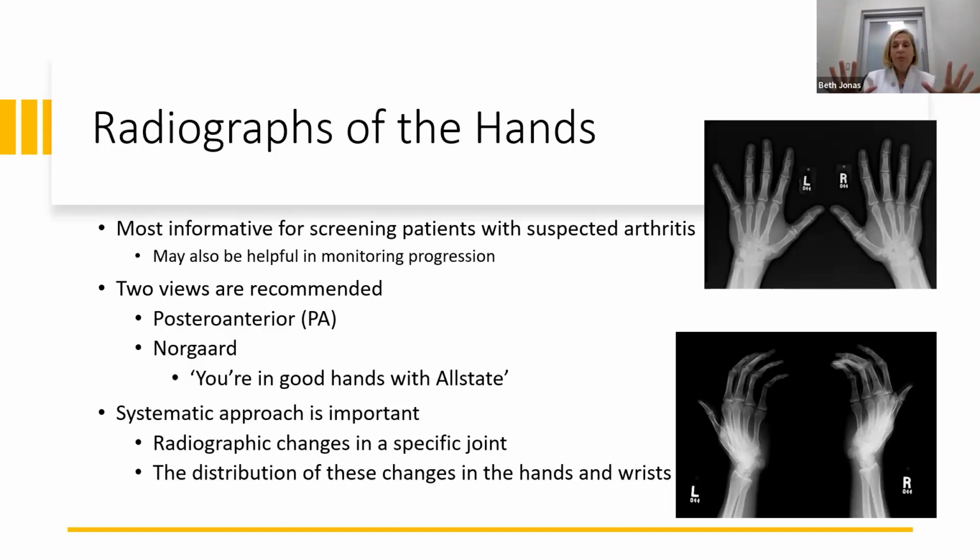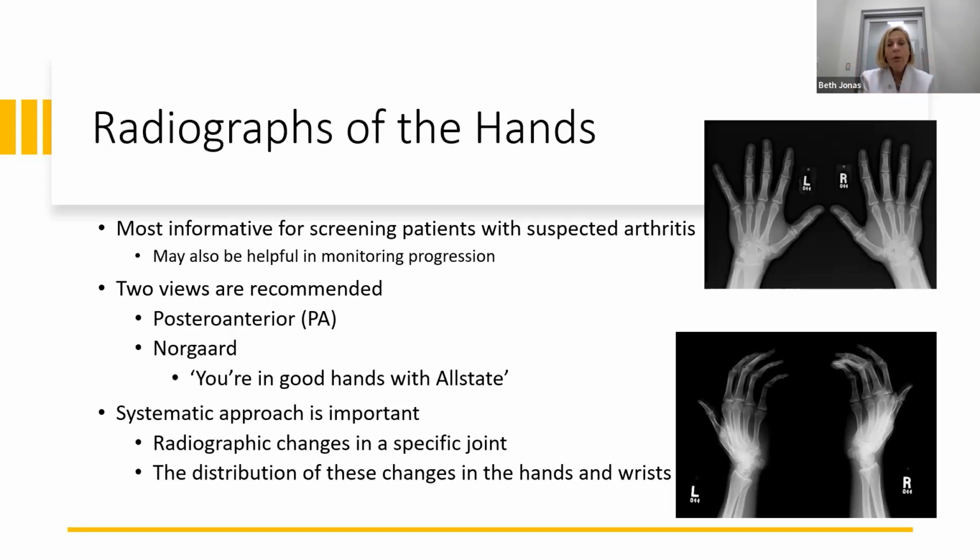The PA view, which you see here on the top, and then the Norgard view, which basically has your hands like this, and you can see the pisiform bones. That's probably the only X-ray where you can see the pisiform, which can be very important because that may be a site of early erosion in rheumatoid. Sometimes we call this the "you're in good hands with Allstate" view. So you just position the hands like this.